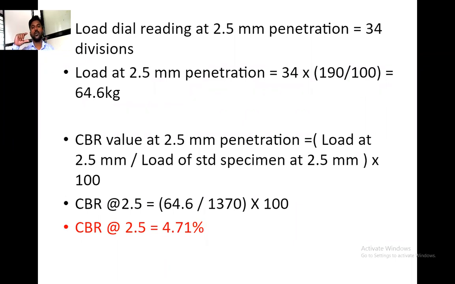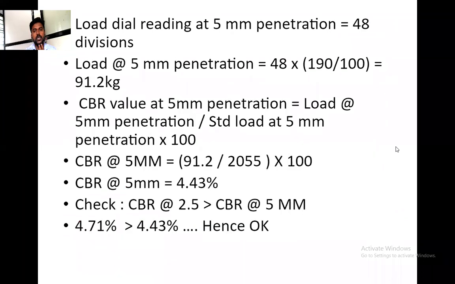The load for the particular penetration value, as we are dealing here with 2.5 mm, the load for 2.5 mm penetration, divided by the standard load for 2.5 mm. The standard load value from the chart for 2.5 mm is 1370. So we go for 64.6 divided by 1370. The CBR value is equal to 4.71%. This is for 2.5 mm penetration.